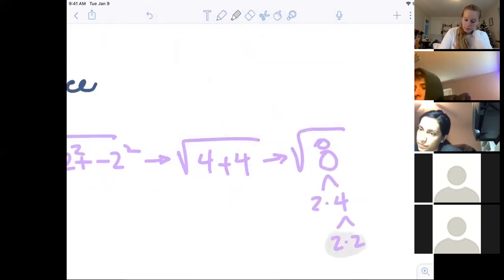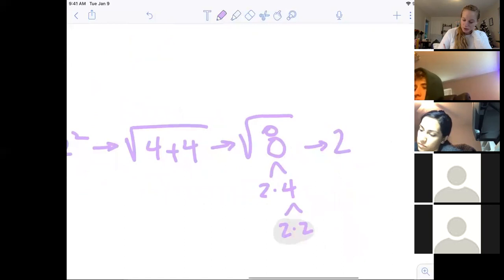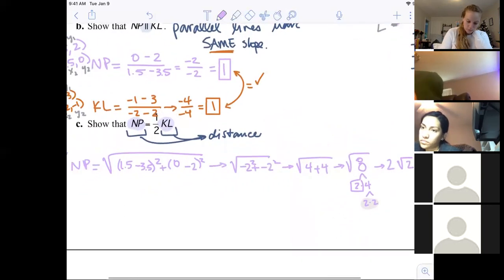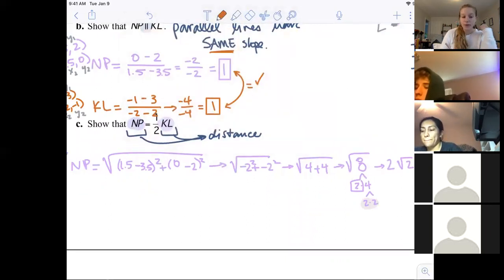And when there's a pair of numbers, we get to take it out. So I get 2 root 2. Cool. Now we have to do KL.